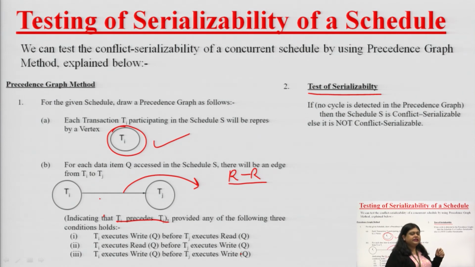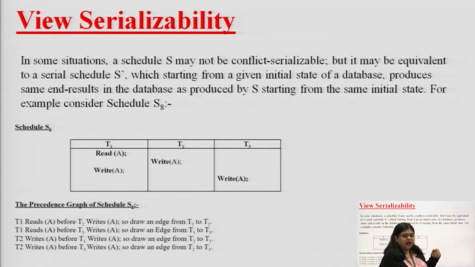We will take an example and see how to check for serializability, right. This example we will see with the precedence graph, and we will also see what is view serializability. Till now we have seen conflict serializability, and now we are going to see view serializability. In this part only we will take an example of the precedence graph and see how to check it.